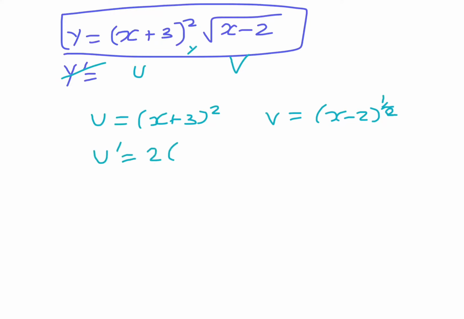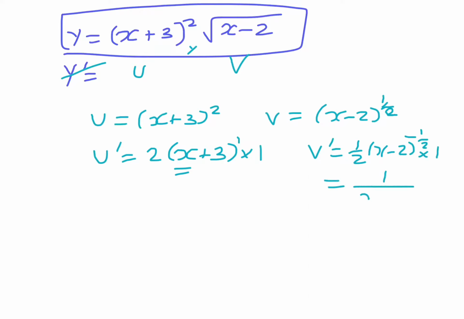So u dash, we have to use the chain rule: bring the 2 down, take 1 away, multiply by the derivative of what's inside, which is 1. v dash is a half (x − 2), so that will be minus a half times 1. So that's 1 over 2, and then you bring that down to the bottom because it's a negative index, because the 1's on top: 1 times 1, 2 times 2, 1 is 2. So that's (x − 2) to the half, and then you can write it as 2 root (x − 2).